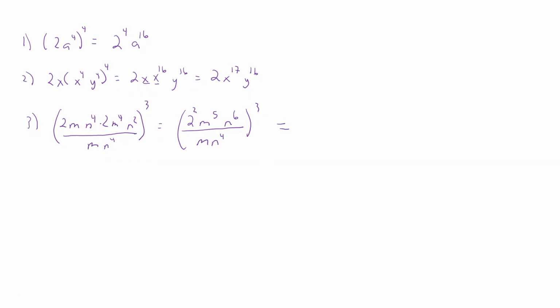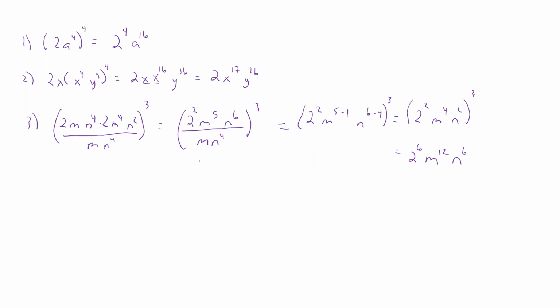All right, so now, again, we can do this and we could do the subtraction. So that would give us 2 squared m to the 5 minus 1, n to the 6 minus 4, and that's all, again, raised to the power 3. And so that's 2 squared m to the fourth, n squared, cubed. Now we have to cube everything, so it's going to be 2 to the 2 times 3, which is 6. Then m, 4 times 3, which is 12. N, 2 times 3, 6 again, and so that would be our answer.